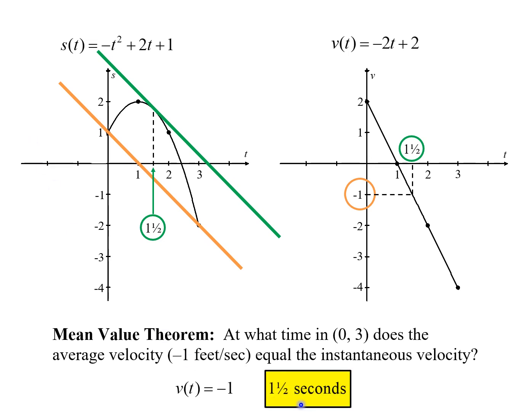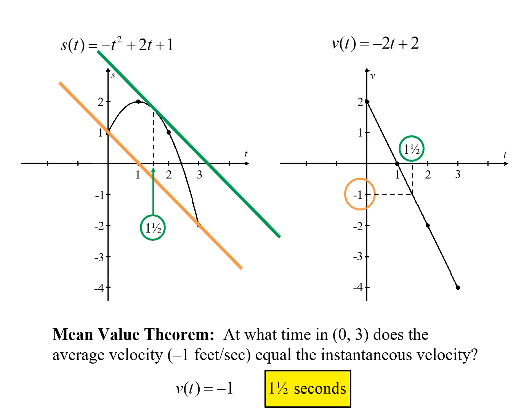And what does this mean? If you took v of 1.5 and put it into that function, you might want to use 3/2, as it might be easier to put in there. You would end up getting -1. And that's where the instantaneous velocity equals the average velocity. Mean value theorem, if you care about the mean value theorem.